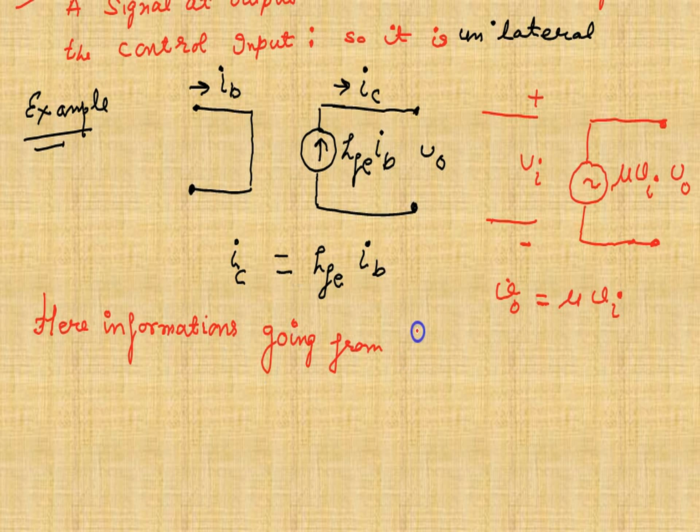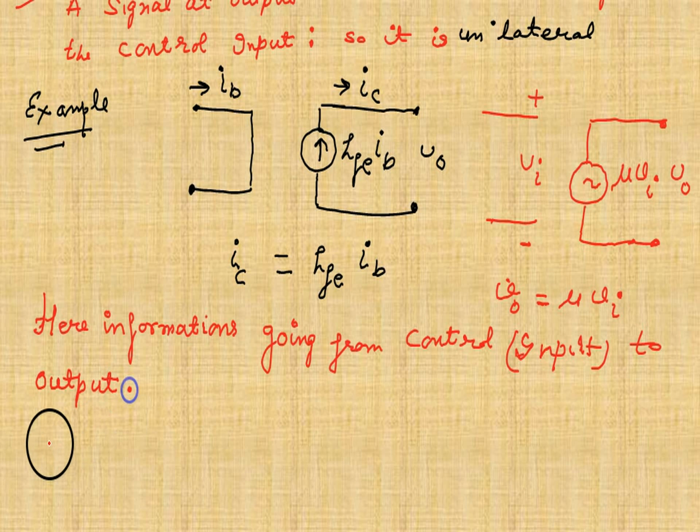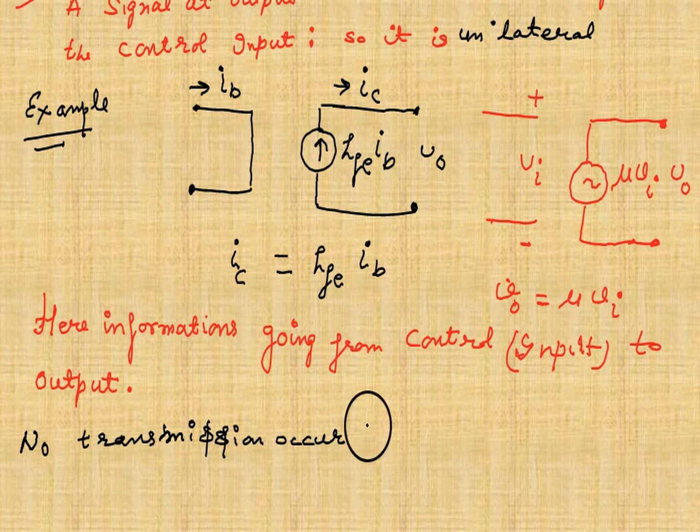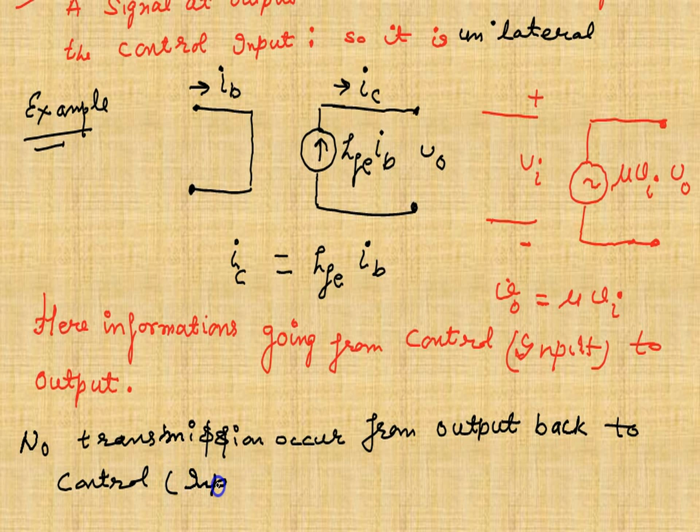Here information is going from control input to output. No transmission occurs from output back to the control input. So this is the meaning of unilateral.